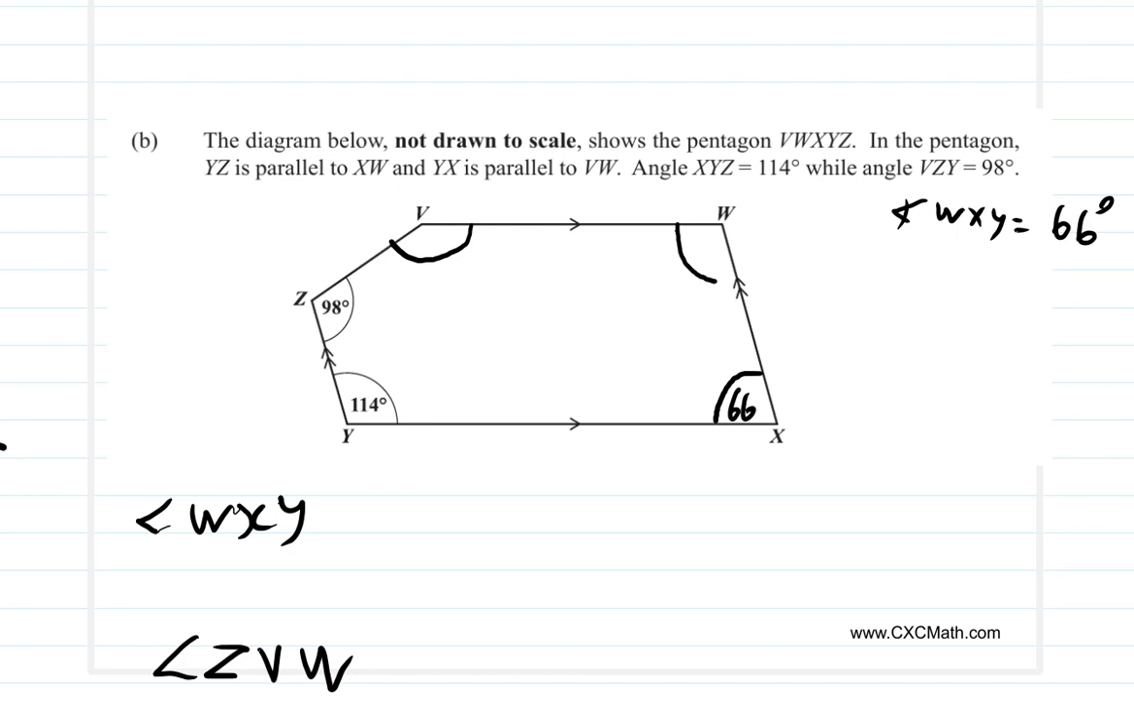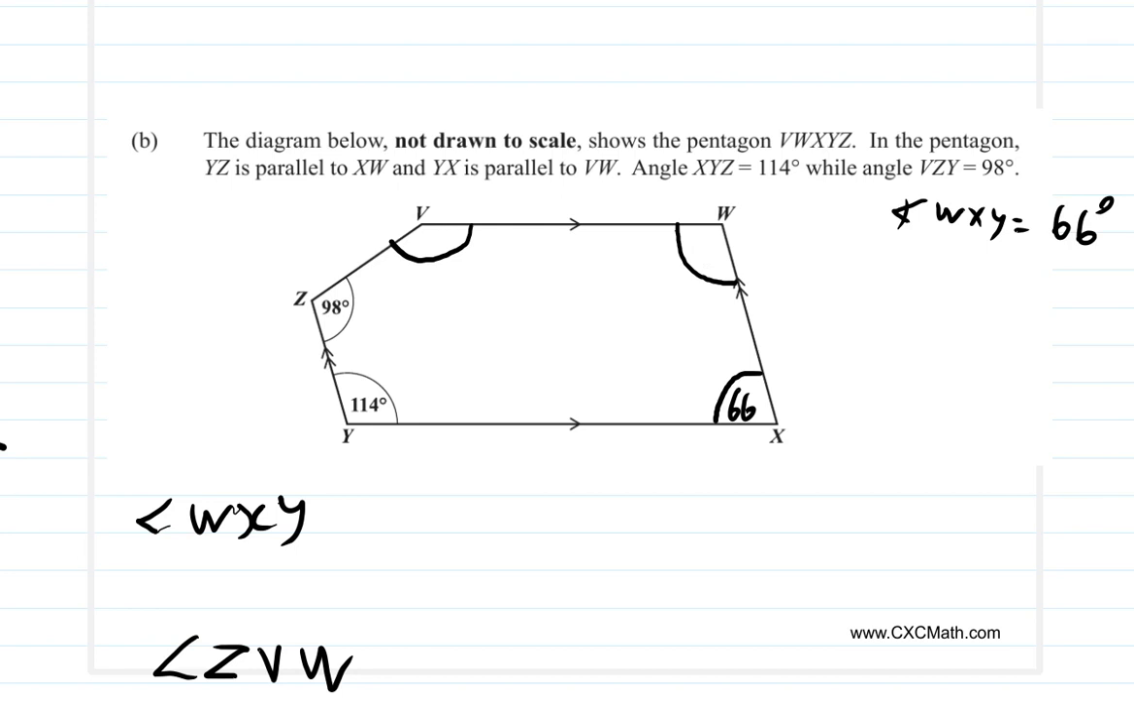If you could find this angle here, that's VWX, then what you would do is consider the 98 plus the 114 plus the 66 plus this angle, and then take that away from 540 and you get this angle. Alright, now we're going to look into that. Here now, what could this angle be?